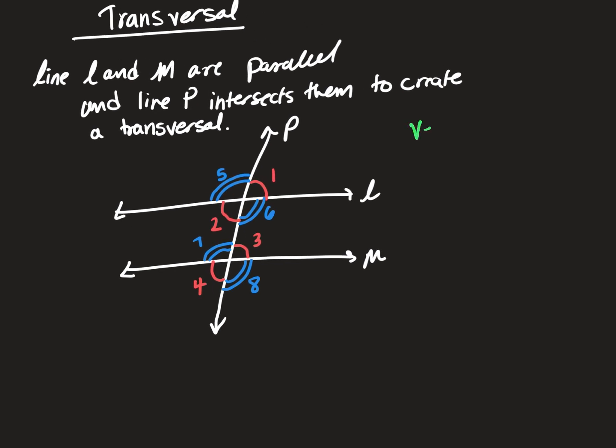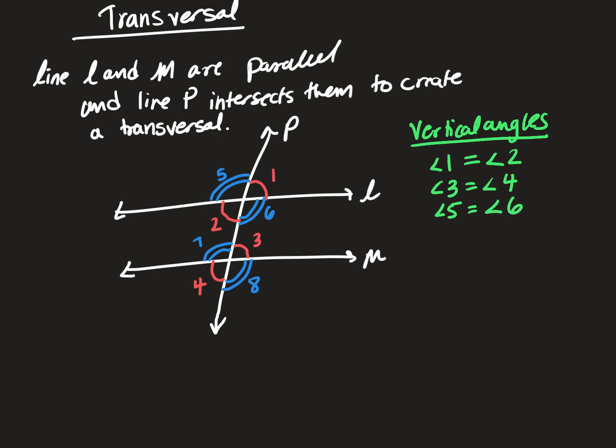Okay, so let's go ahead and write on the side. Let's write vertical angles. So angle 1 is equal to angle 2 because they're vertical angles. And then we said angle 3 is equal to angle 4 because they're vertical angles. And then you guys told me angle 5 is equal to angle 6, which is correct because they're vertical. Angle 7 is congruent or equal to angle 8 because they're vertical angles.